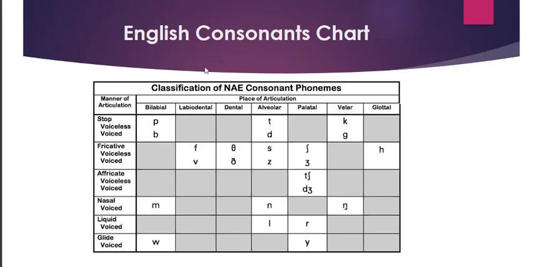However, if I take this B sound and this nasal sound, they are also minimal pairs. Why? Both are bilabial sounds. Both are voiced sounds, as you can see. All the nasals are voiced, just like vowels. However, the only difference between them is that one is oral and the second one is nasal. So B and M are minimal pairs.